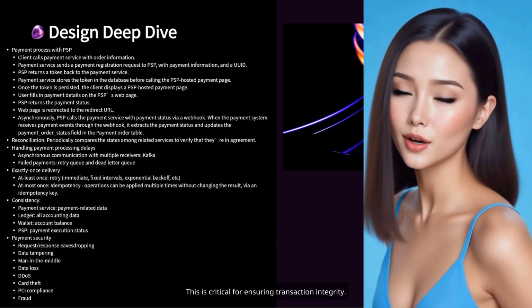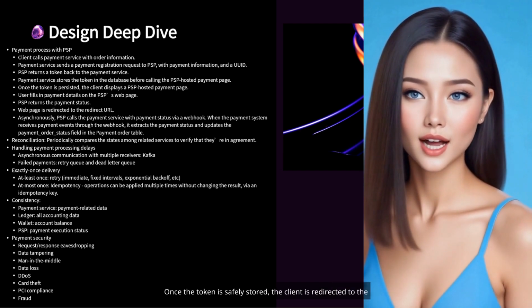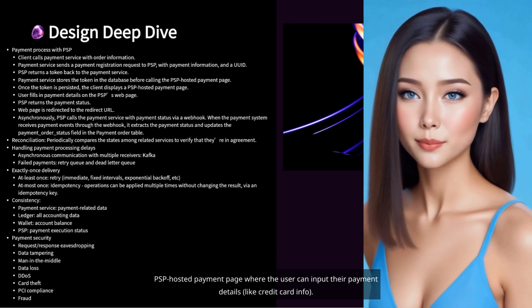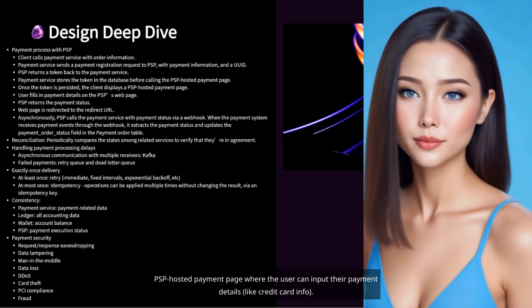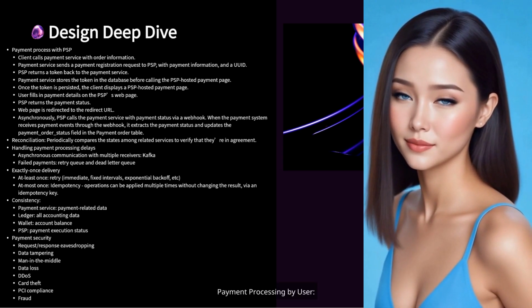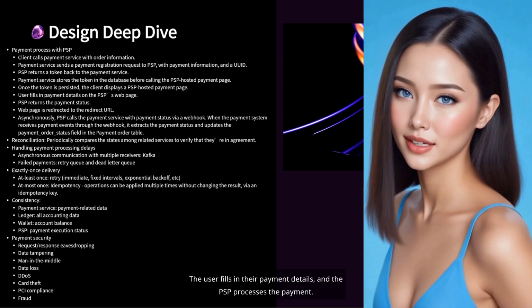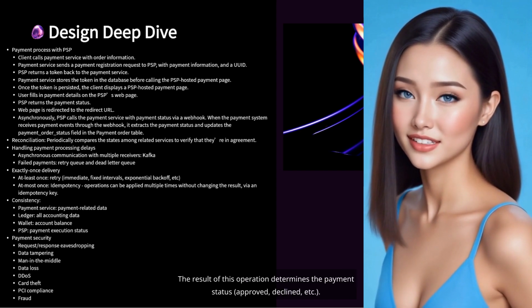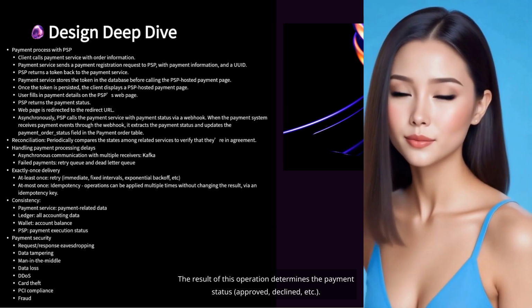Display of PSP-hosted payment page. Once the token is safely stored, the client is redirected to the PSP-hosted payment page where the user can input their payment details, like credit card info. Payment processing by user. The user fills in their payment details, and the PSP processes the payment. The result of this operation determines the payment status: approved, declined, etc.